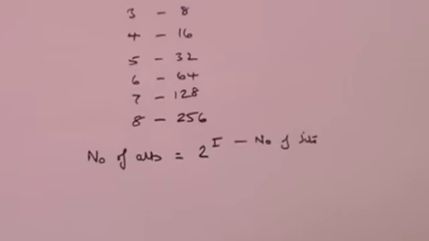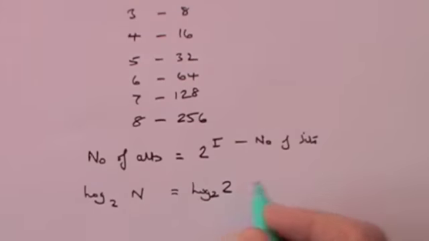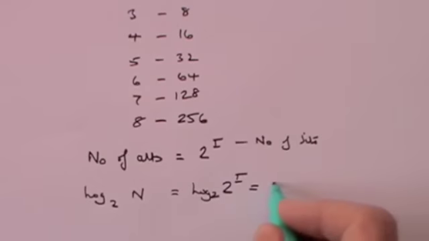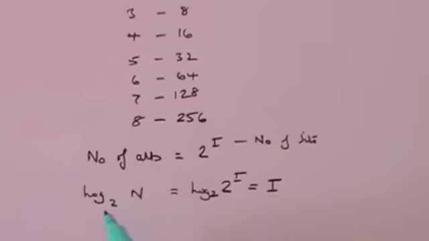Or you can, of course, take the logarithm of both sides. If you take logarithm to the base 2, then you'll get log to the base 2 of n, where n is the number of alternatives, is equal to log to the base 2 of 2 to the I. Well, I comes down on the outside, and that becomes I times log to the base 2 of 2, which is 1. So now you've got a formula that says that log to the base 2 of the number of alternatives is equal to the number of bits.